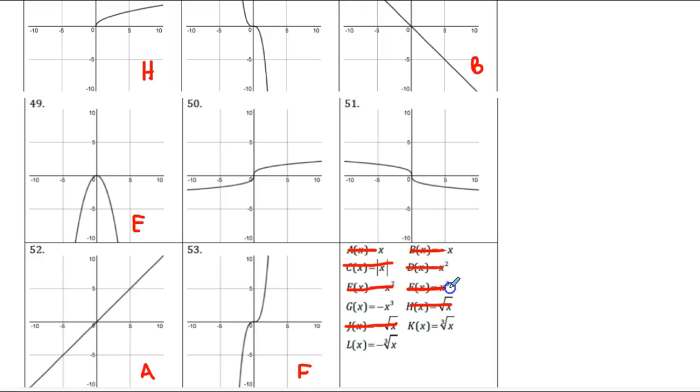x cubed, our cube function. If we have a -x cubed, that takes all the positive y-coordinates and makes them negative, and the negative y-coordinates and makes them positive. So this right here would be equation g.